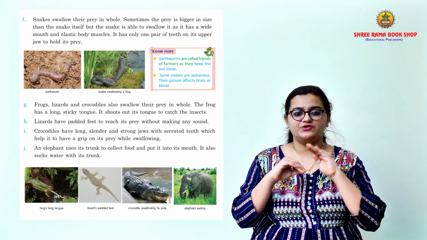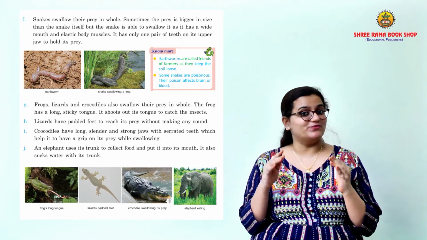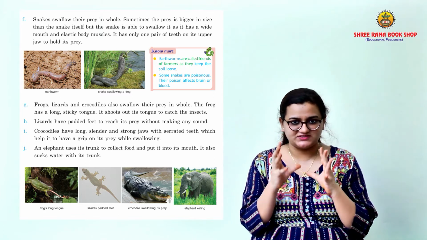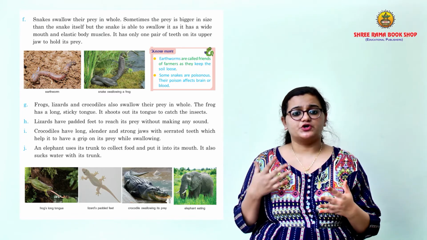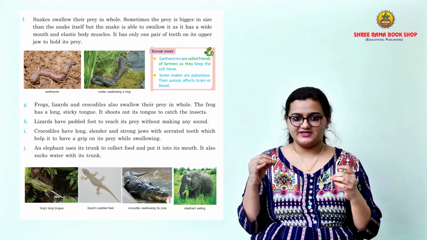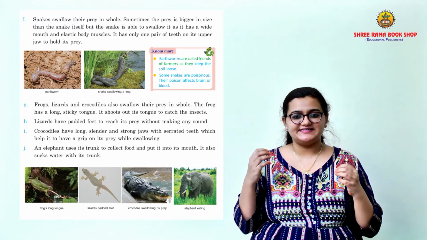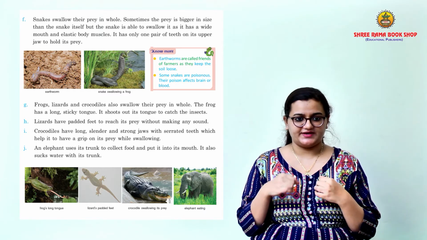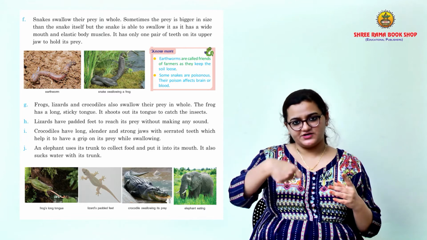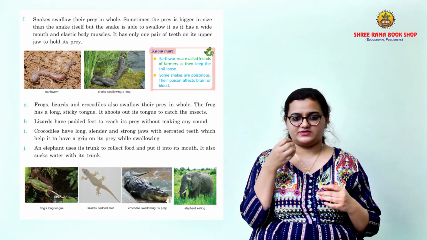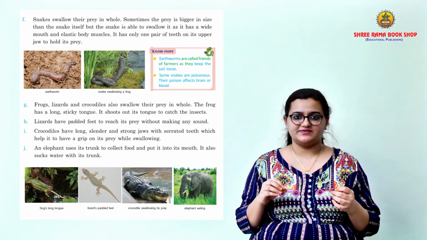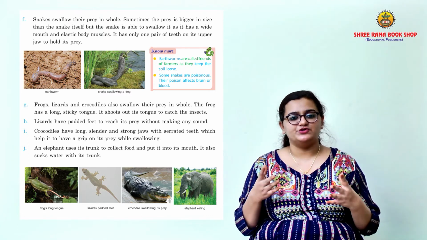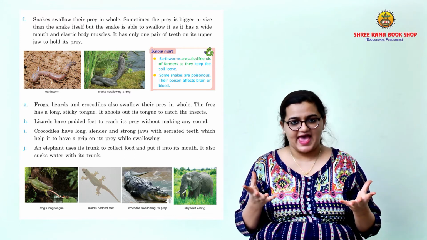Lizards have padded feet to reach the prey without making any sound. You might have seen this on your house walls, right? Slowly it goes with so much concentration. Crocodiles have long, slender and strong jaws with serrated teeth which help it to have a grip on the prey while swallowing it. And the elephant uses its trunk to collect the food and put it in the mouth. It even sucks water with the help of its trunk. You might have seen. So this was about the food habits of the animals.